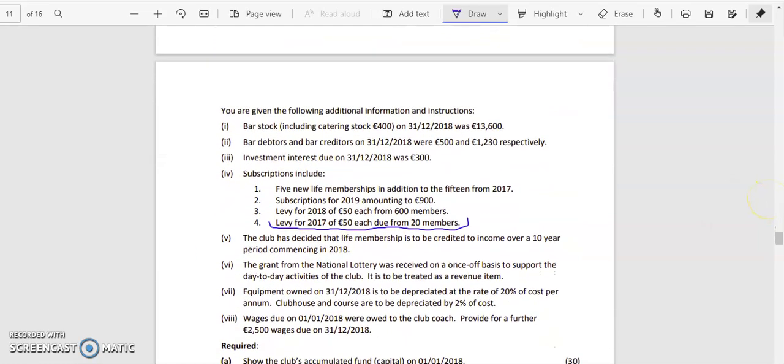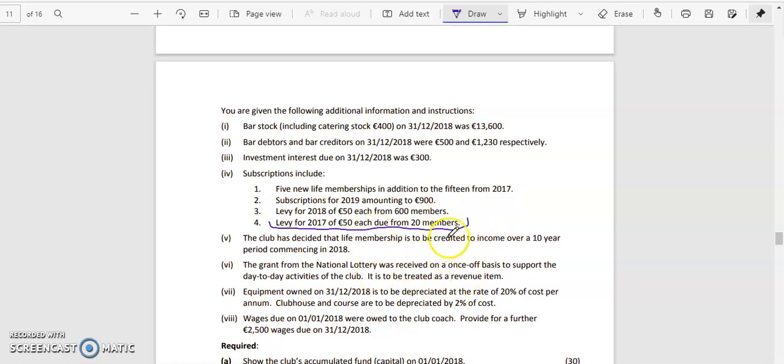Then we'll have a look at the end and see if there's anything part of subs. Subs include 5 new life memberships in addition to the 15 from 2017, so you'll have to do a calculation to see how much that will be. Subscriptions for 2019 amounting to 900 will also affect our subs, as they're prepaid amounts that we need to take away. The levy for 2018, 500 each from 600 members, is taken away from our subs, and the levy for 2017 also reduces our subs. So we're taking some money off our subscriptions to put into a levy that in the future we might use to buy a new picture, or purchase some fixed assets.